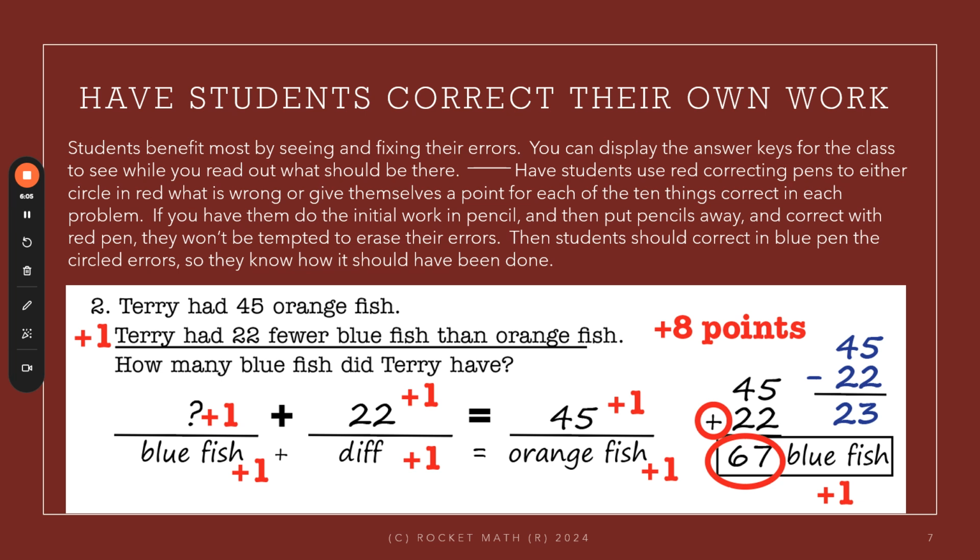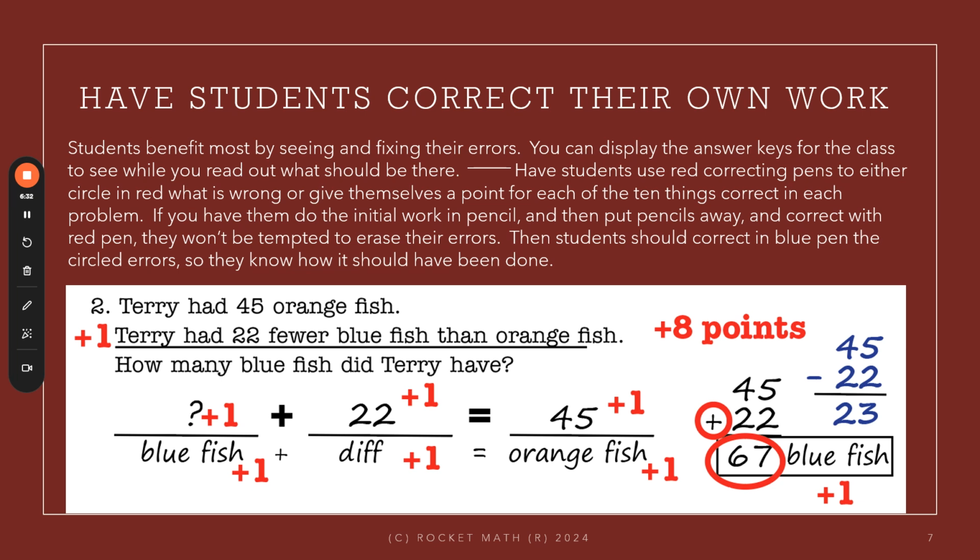Have students correct their own work. Having students correct their own papers may not be standard practice for you, but it is the best way for students to learn from their mistakes. To do this effectively, you need to first require them to work in pencil. Then when it's time to correct, students put their pencils away, out of reach, and have only red pens available for correcting. This will make it less tempting for them to try to erase and hide their errors.